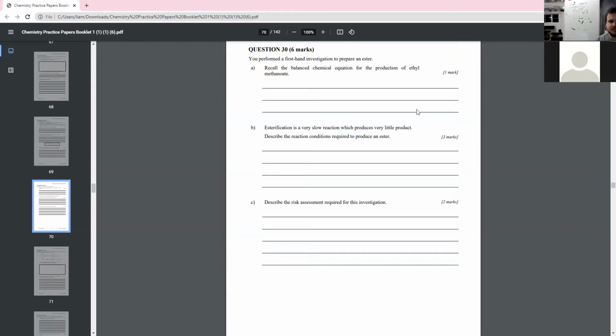All right. So, esterification is conducted under reflux conditions, or progressively heating something to quite a high temperature. It's also done in the presence of sulfuric acid.